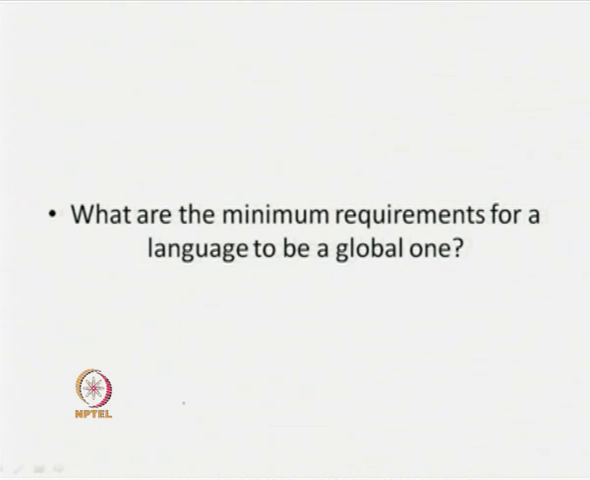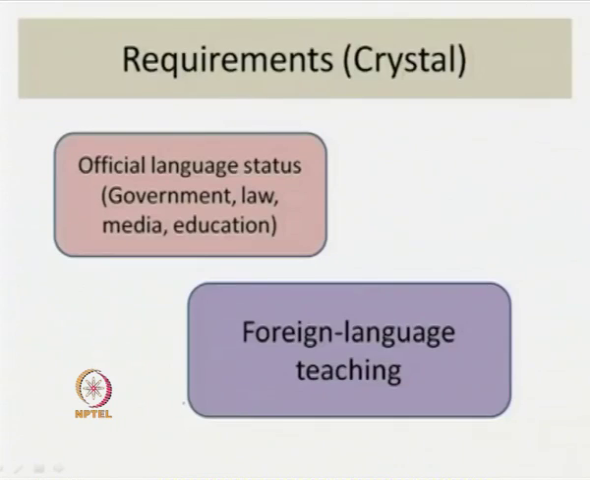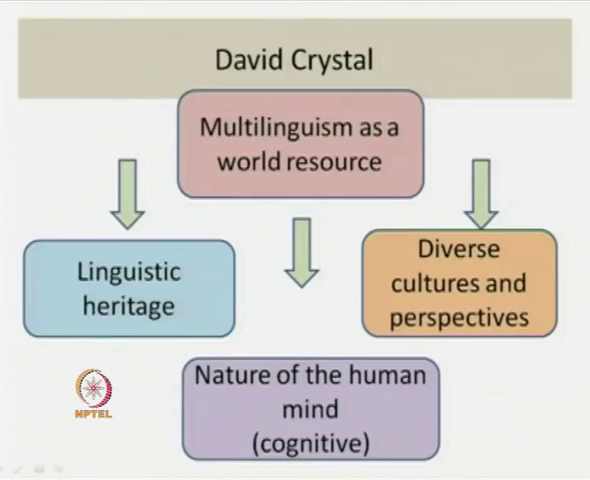Then, what are the minimum requirements for a language to be a global one? The minimum requirements given by Crystal are that it has to have official status, it has to be used by different wings of government, law, media, and definitely education. Also, importantly, there has to be foreign language teaching of that language, right.